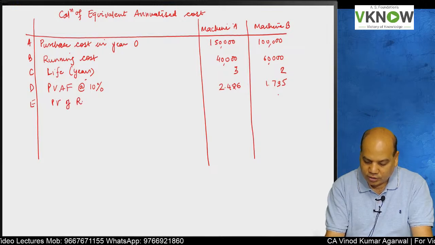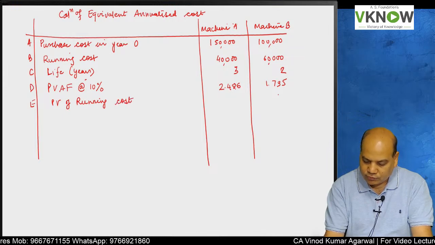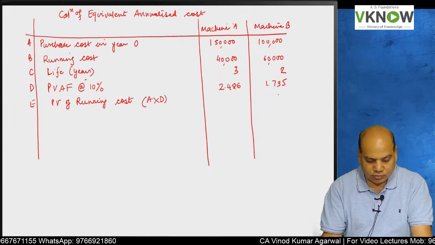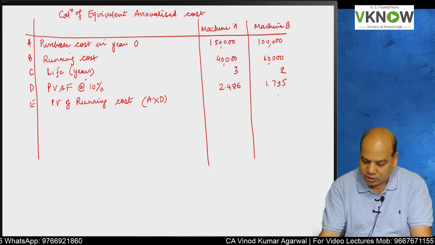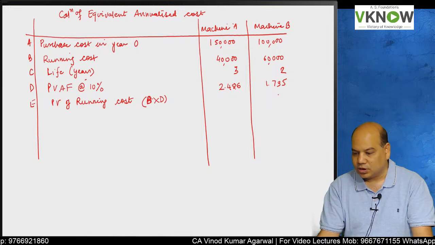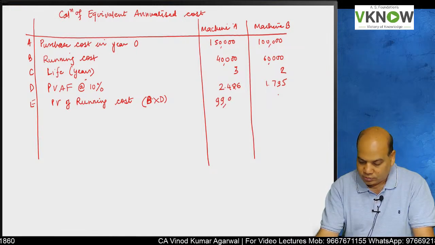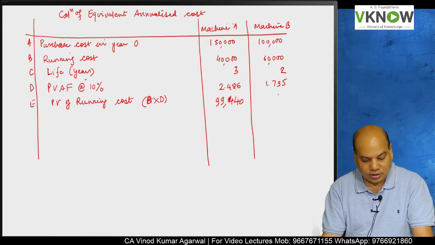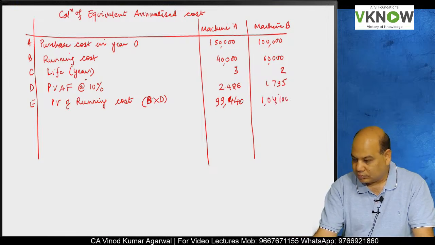So point number E will be present value of running cost. Present value of running cost will be B multiplied by D. For machine A, 40,000 into 2.486 is 99,440. And for machine B, 60,000 into 1.735 is 1,04,100.